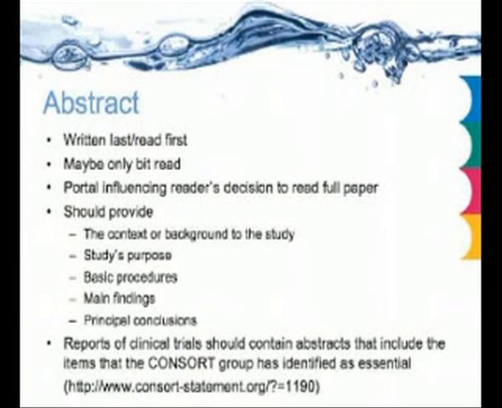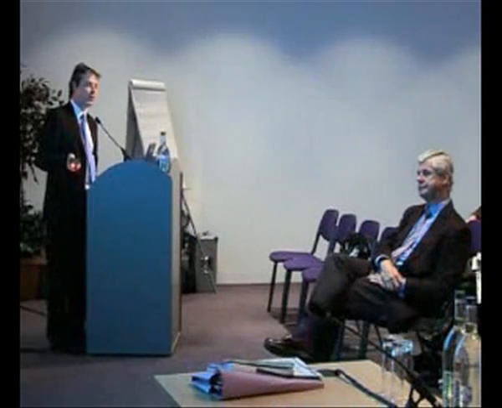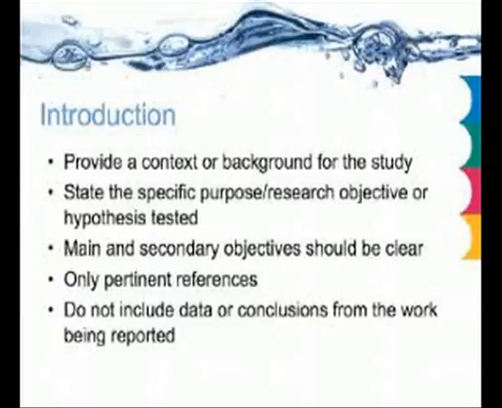And this is something I've only come across recently. Reports of clinical trials are supposed to contain abstracts that include items that the CONSORT group has identified as essential. Now, the CONSORT group, that stands for Consolidated Standards of Reporting Trials, and you can go to this website and there's a checklist of 22 items that need to be completed or thought about before you report on the clinical trial.